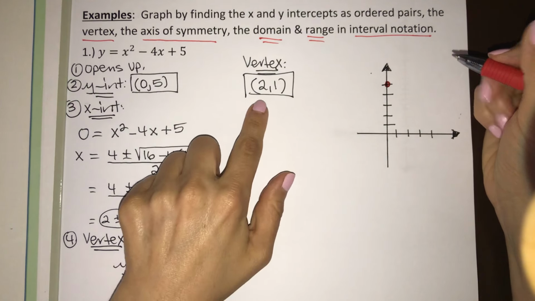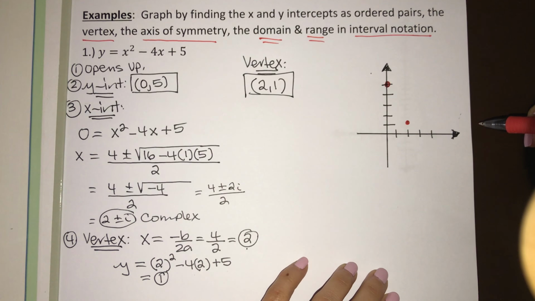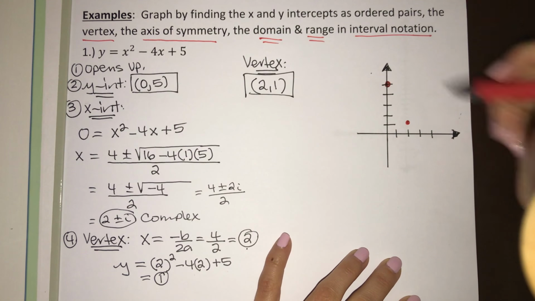Again, we can't graph the x-intercepts. Our graph, since it opens up, is going to be above the x-axis. It doesn't touch or cross the x-axis because our intercepts are complex. So here's the graph.